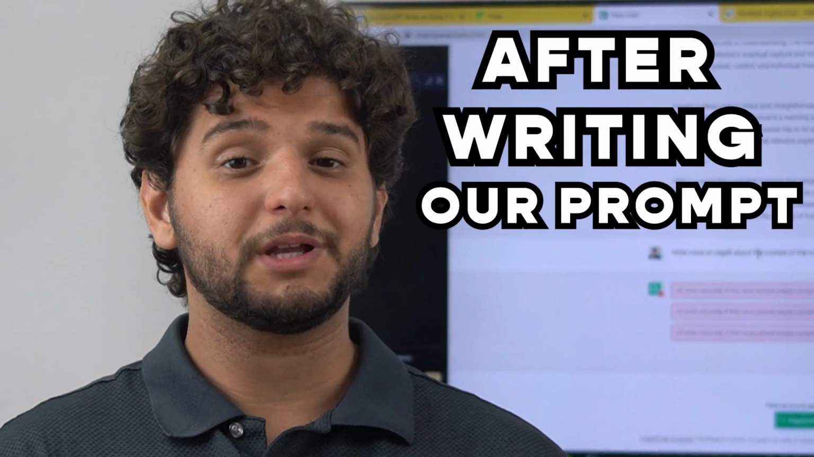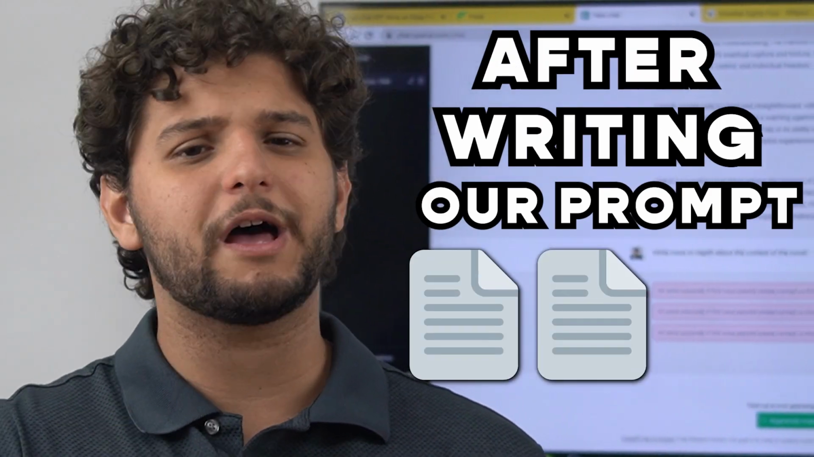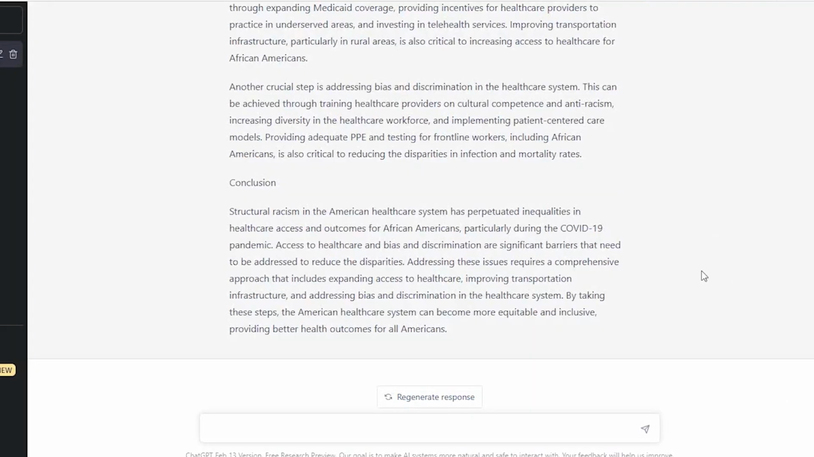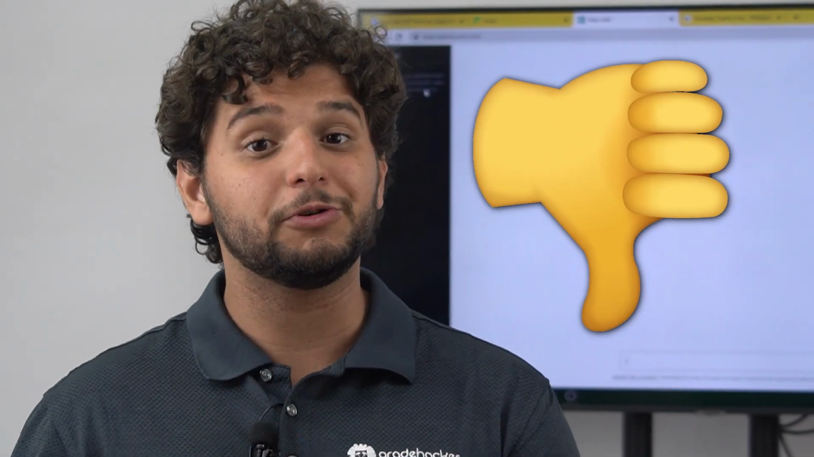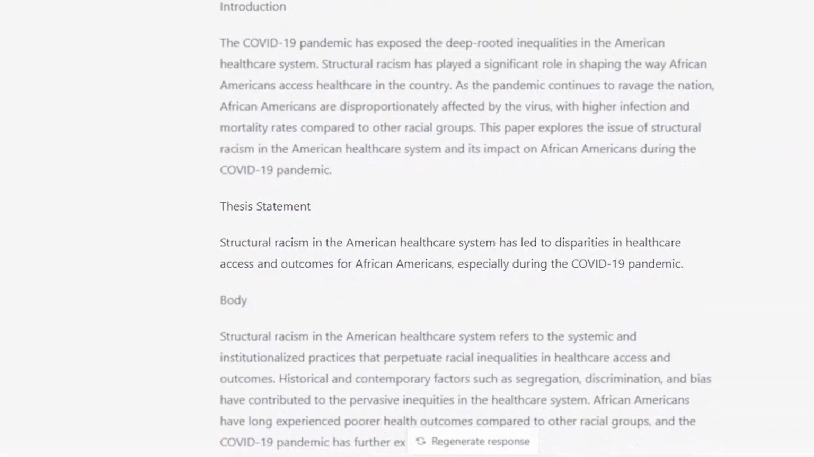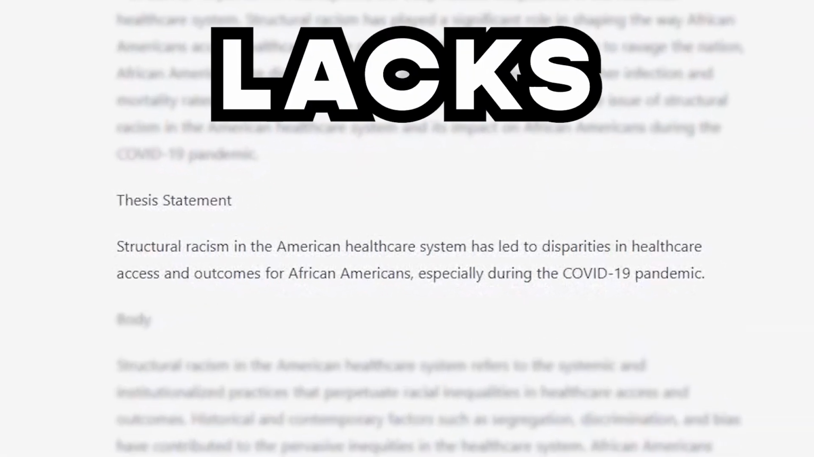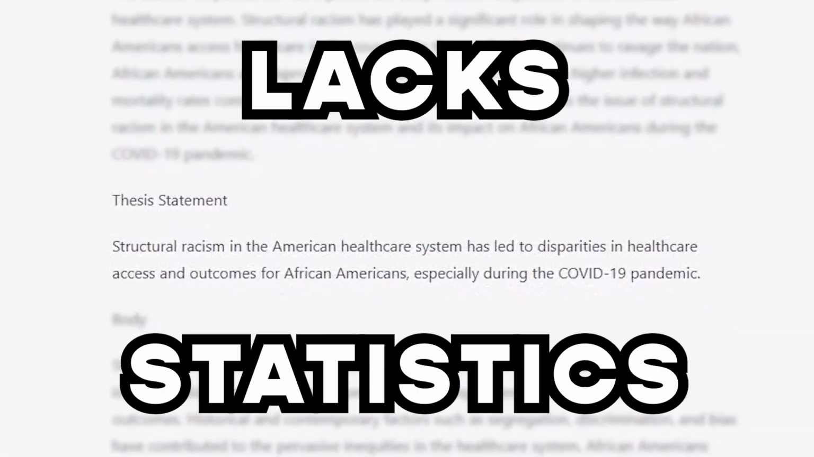After writing our prompt, the AI wrote almost 2.5 pages, which was half of what we had requested. Still, the first result didn't look that bad. We got an introduction that goes straight to the point. The problem is that it doesn't include a clear thesis statement. It's written down below and it's broad and lacks factual evidence or statistics to support it.